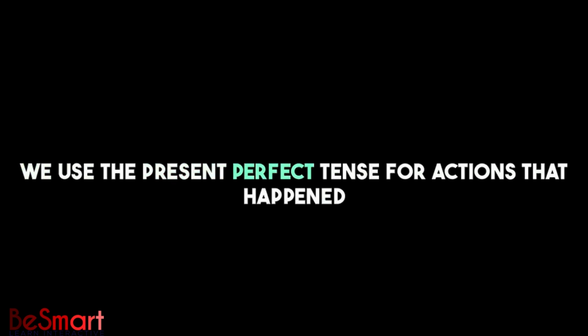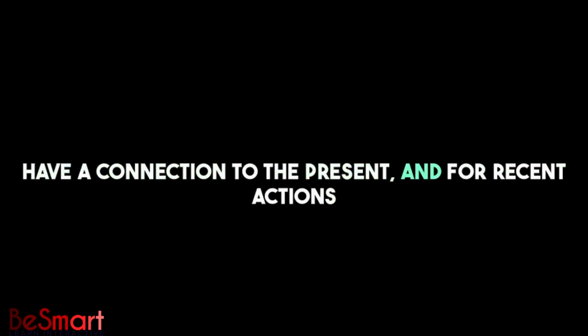We use the present perfect tense for actions that happened at an unspecified time in the past, for actions that have a connection to the present, and for recent actions that have relevance to the present moment. Let's explore each case in detail.